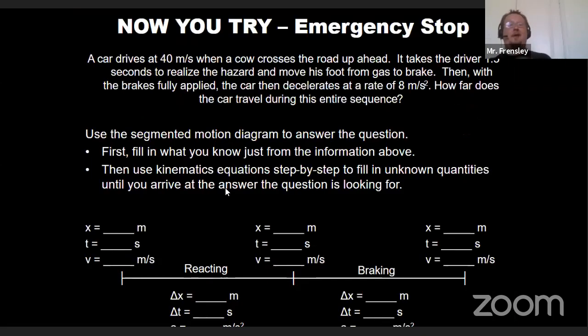All right, so what are we going to do now? Now we're going to do the opposite. Before it was acceleration, then a constant velocity. Now I'm going to do the opposite to you. It's going to be a constant velocity, then a deceleration.